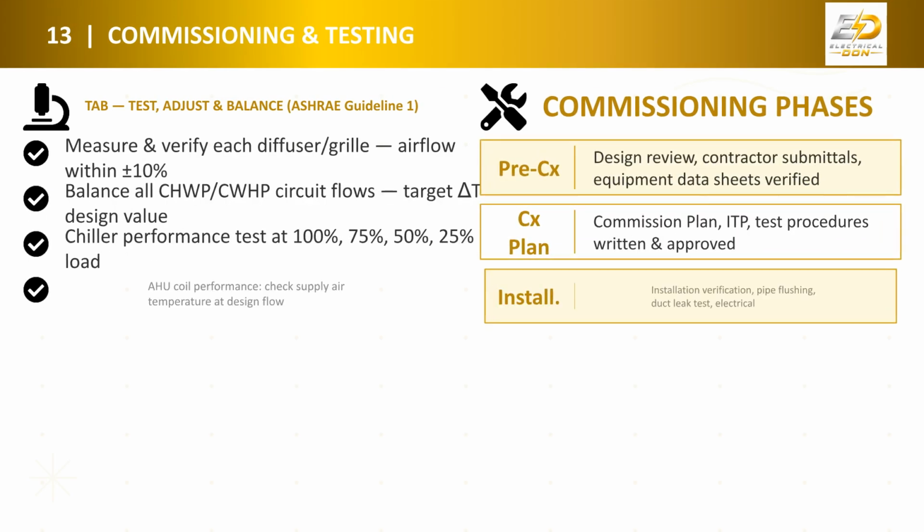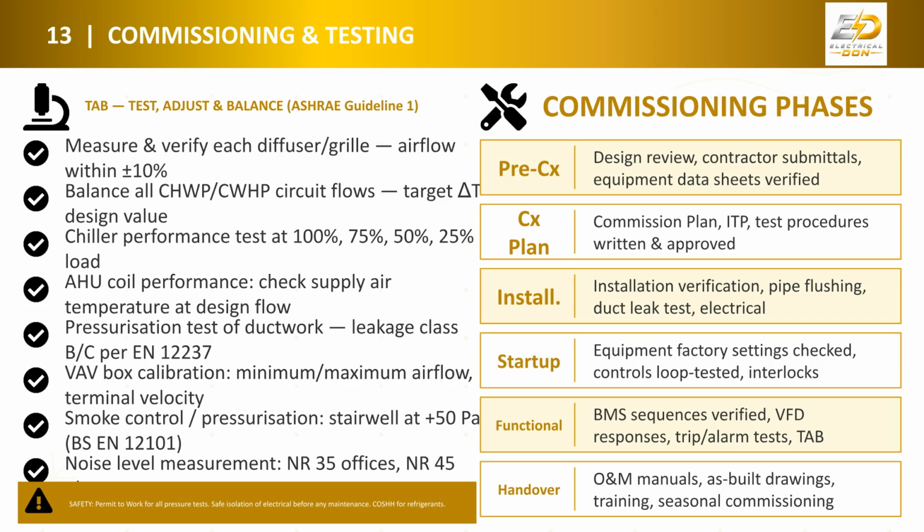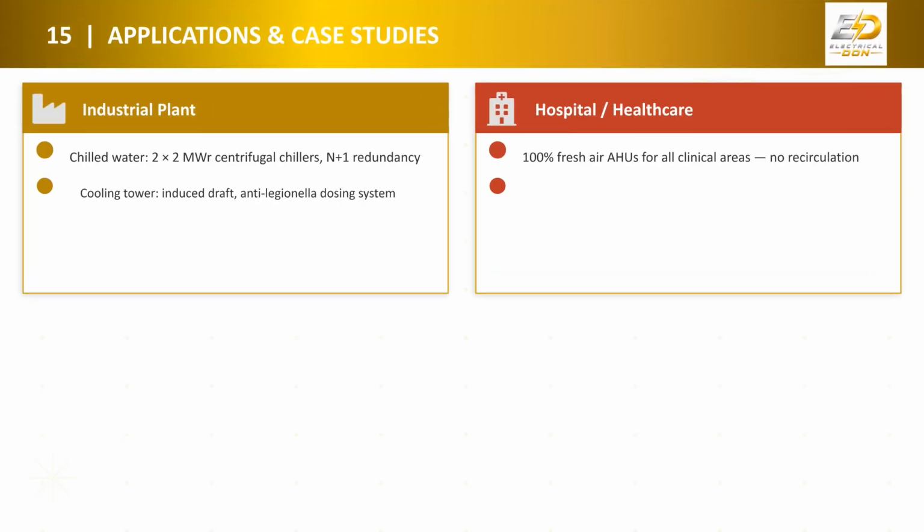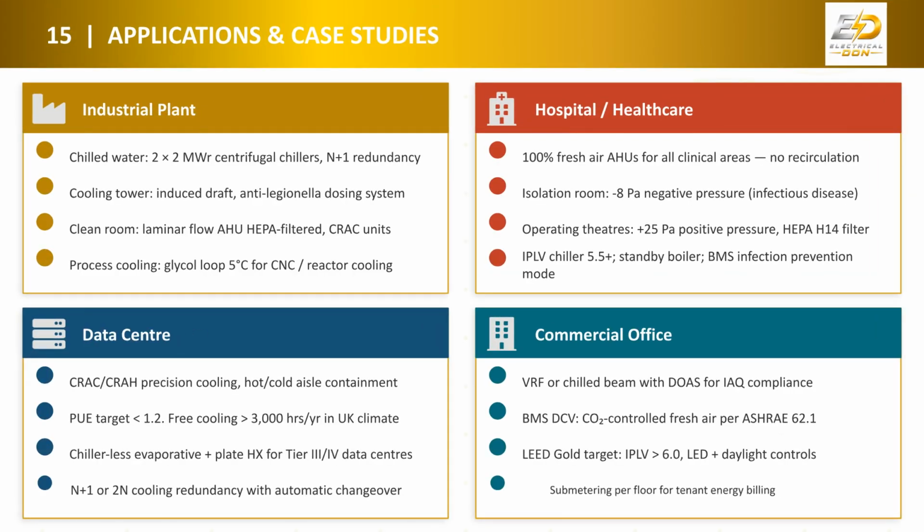Commissioning and testing ensure the HVAC system operates as designed. TAB involves measuring and verifying airflow and balancing circuit flows. Performance tests are conducted on chillers and AHU coils. Phases include initial design reviews, developing a CX plan, installation verification, startup checks, functional testing, and final handover with documentation and training.